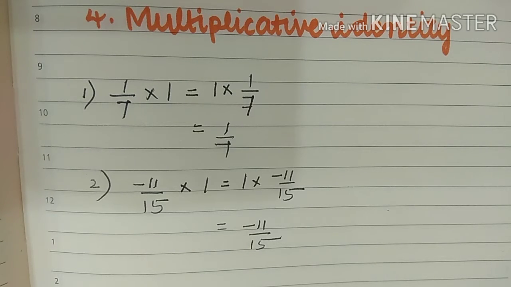So, what do we learn here? That means if you multiply any number with 1, the result is the number itself. That means 1 is the multiplicative identity. So, the additive identity is 0. When you add any number with 0, the result is the number itself. In the same way here, when you multiply any number with 1, the result is the number itself. So, what is the conclusion? 1 is the multiplicative identity.